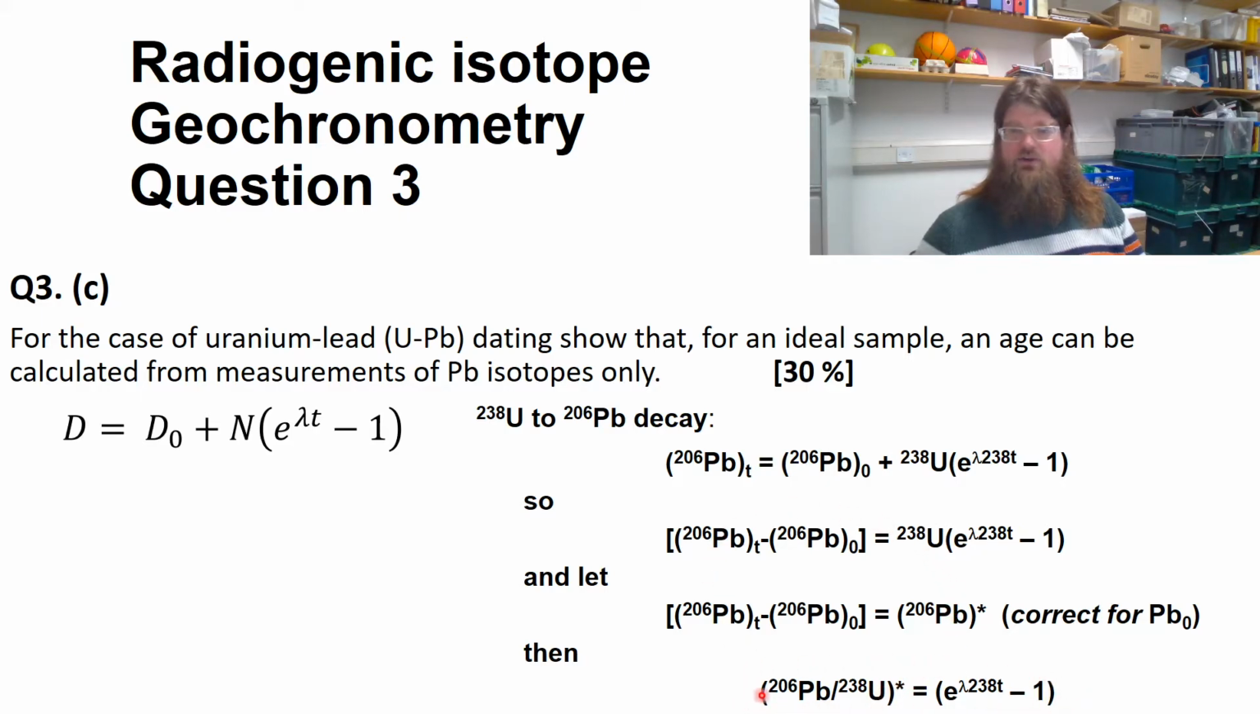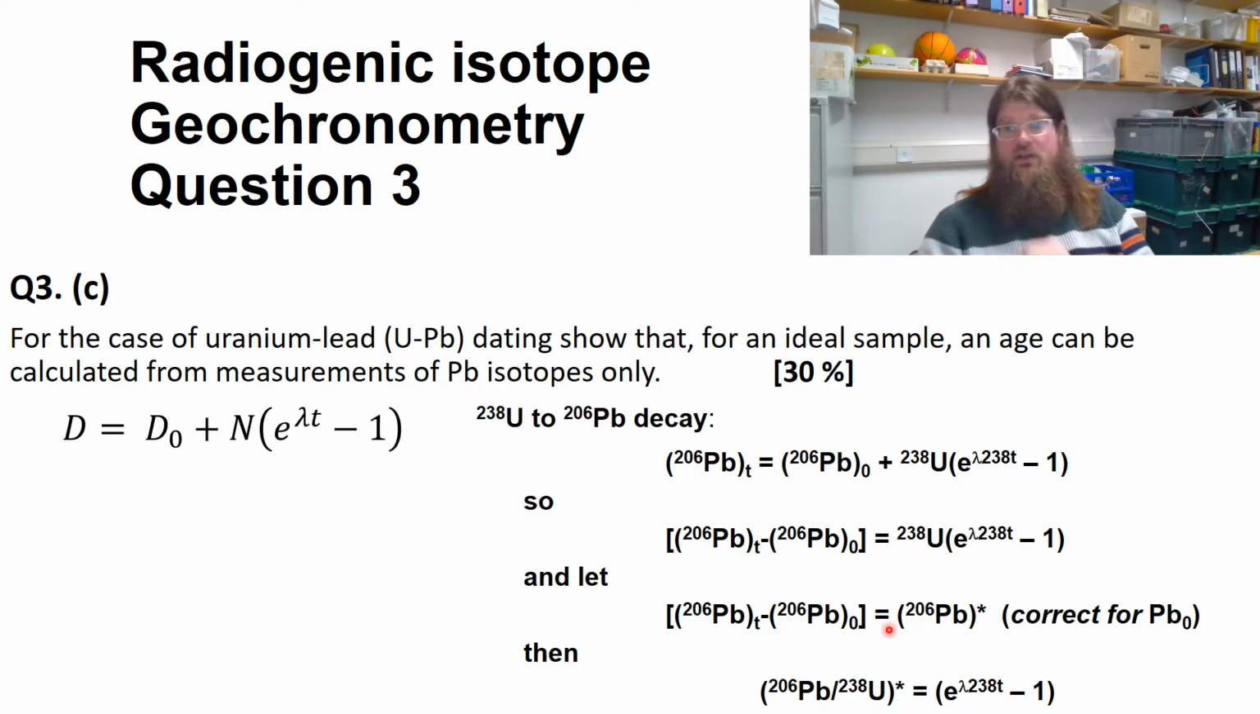That gives us this equation at the bottom, where lead-206 divided by uranium-238 is equal to this term, which has e, the decay constant, and time, the thing we want to calculate. Still, if we wanted to calculate an age from that equation, we would have to measure the uranium isotope. So that doesn't answer this question.